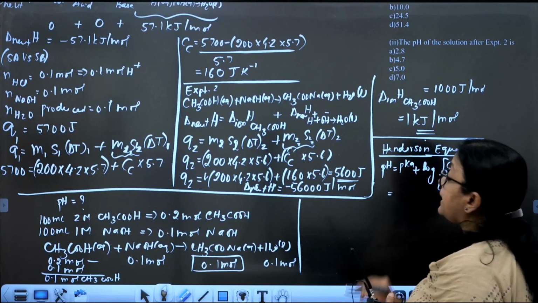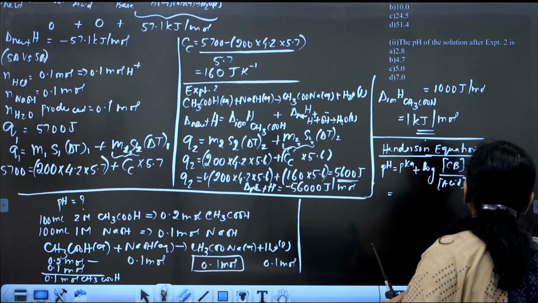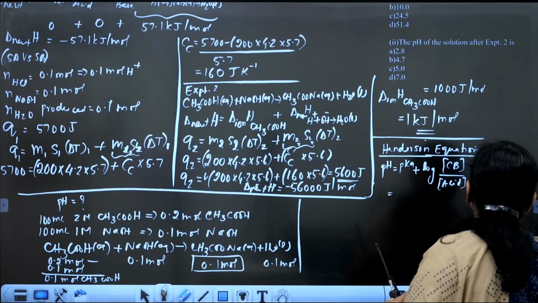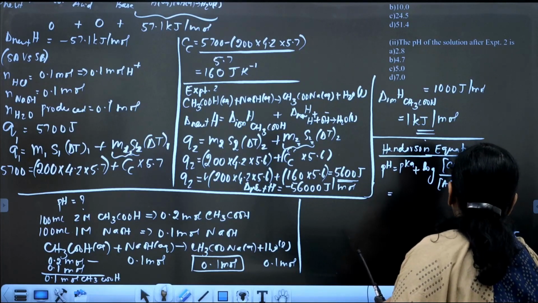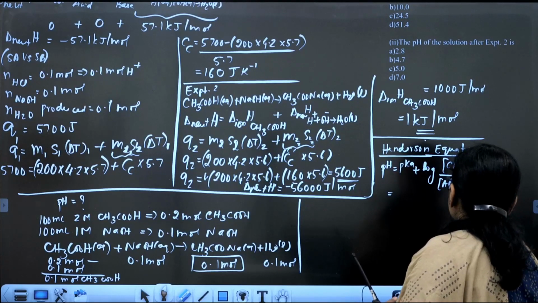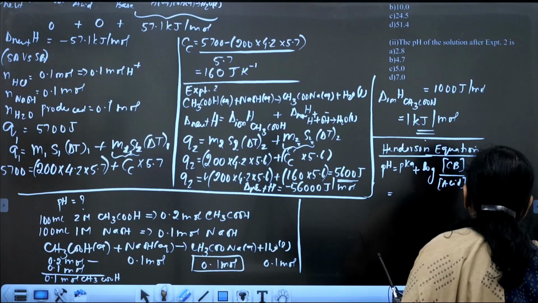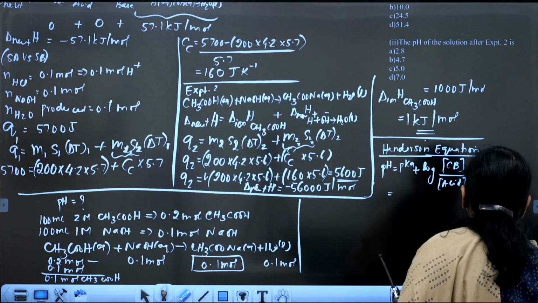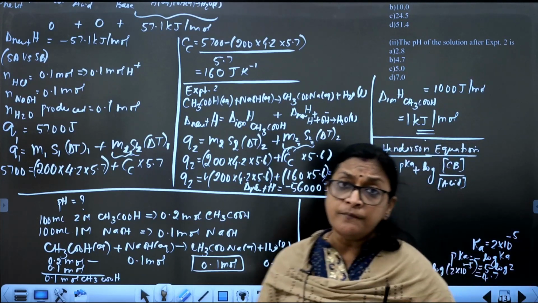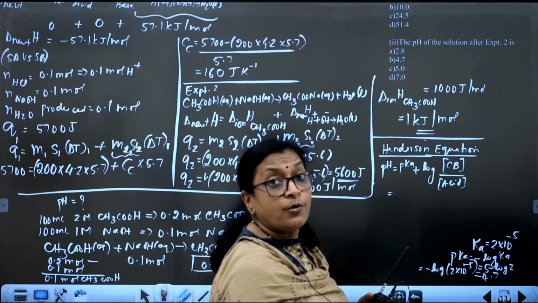And to find pKa of acetic acid, we are provided with Ka of acetic acid as 2 into 10 to the power minus 5. And pKa is negative log Ka, which is negative log of 2 into 10 to the power minus 5, which is 5 minus log 2, which will come out to be around 4.7. Log 2 is 0.3010. So, your pKa of acetic acid will come out to be around 4.7.